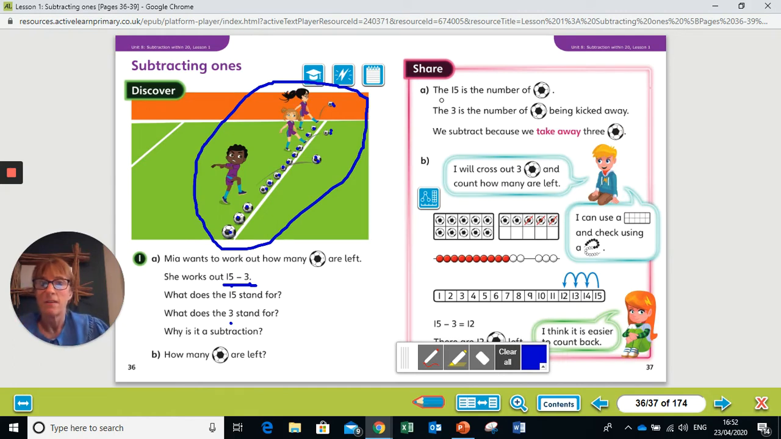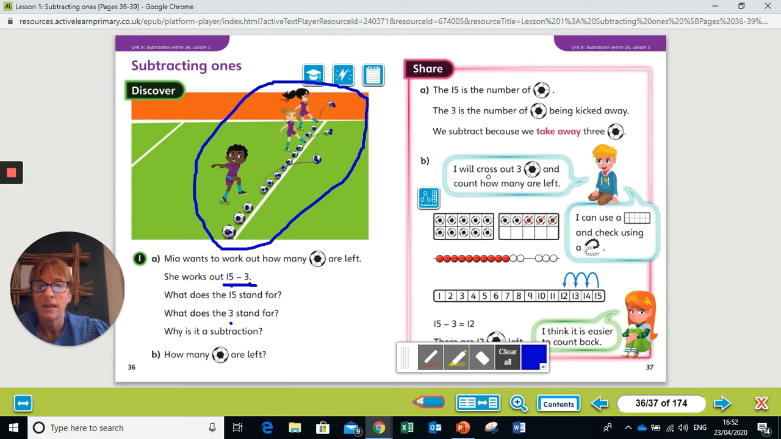We have. 15 is the total number of footballs on the football pitch. 15 footballs all together. 3 footballs are kicked away. So 3 is the number of balls being kicked away. And we have to subtract or take away those 3 balls to find out how many footballs are left. So the little boy here has decided to use a tens frame. He starts by putting 15 counters all together in the tens frame. There's 10 footballs, 11, 12, 13, 14, 15.